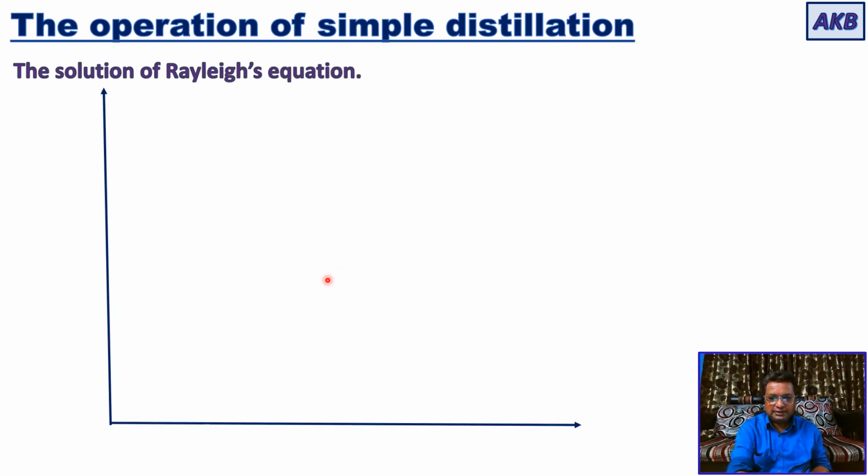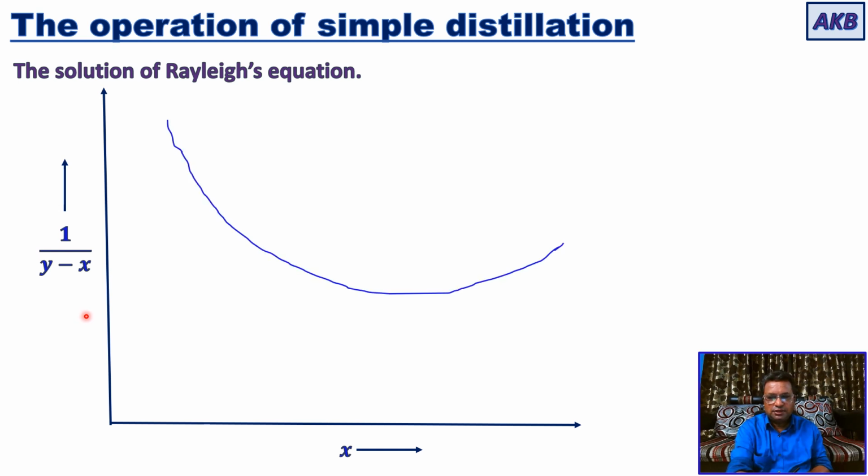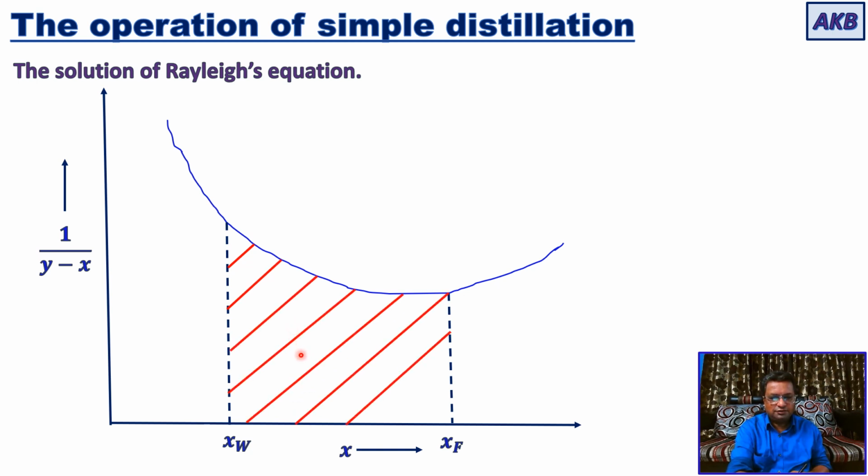As I said, on x-axis you are going to plot x, on y-axis you are going to plot 1 upon y minus x. So you'll be getting a curve like this. You fix the limits. One limit is xf and the other limit is xw. So you get this region. You need to measure this area under the curve, and this area under the curve is nothing but the integral dx upon y minus x from xw to xf.